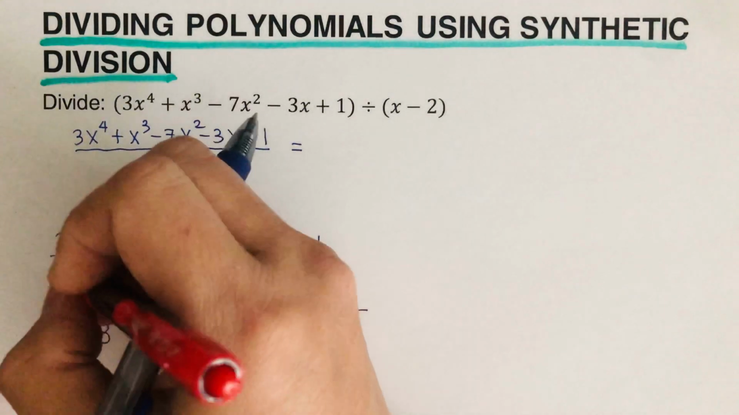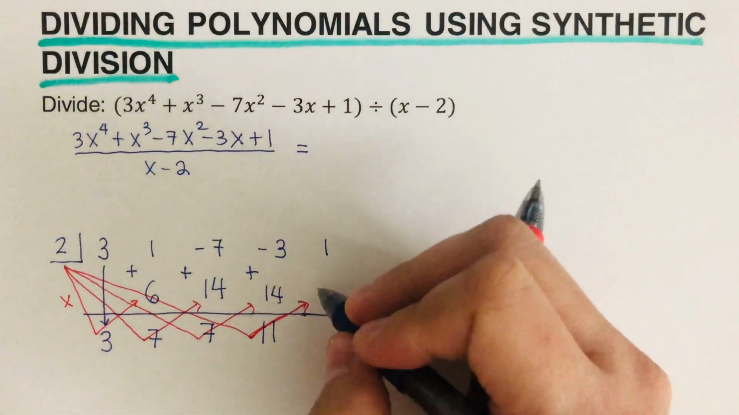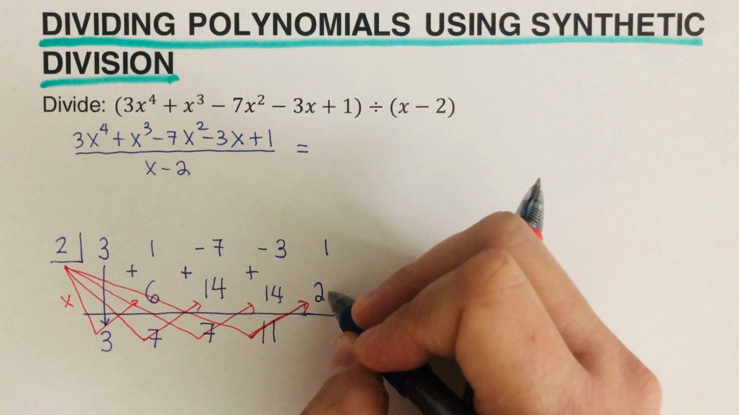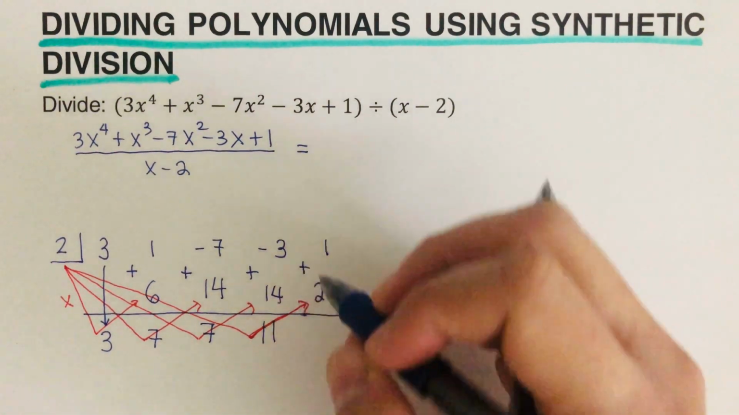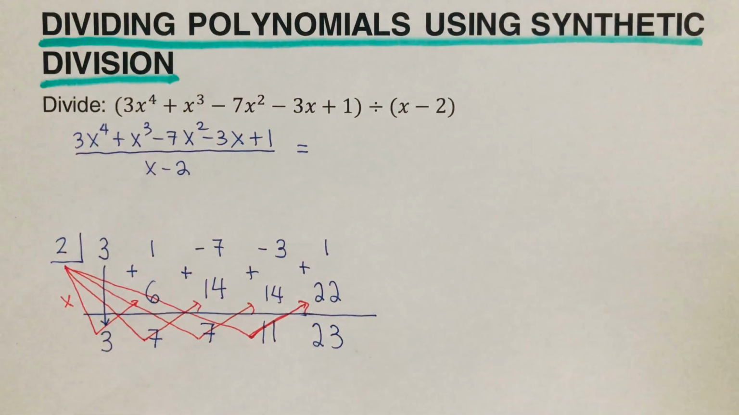And we do the same thing. 2 times 11 is 22. So I'm just going to write that up here. So that's 22, and then we add these two, so that is 23. So then we go ahead and write the variables for each of these.